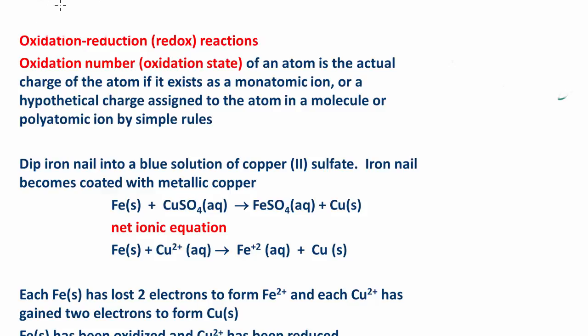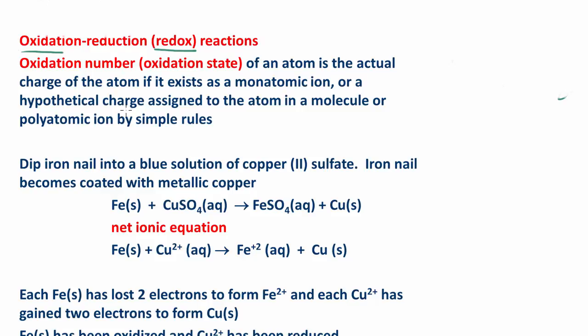So the next type of reaction that we're going to talk about are oxidation reduction reactions, also called redox reactions. Many reactions are redox reactions. The biological reactions that take place in the cells of your body, a lot of those are redox reactions. Combustion reactions are also redox reactions.